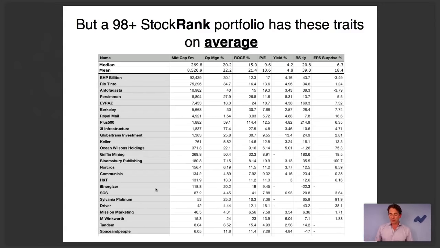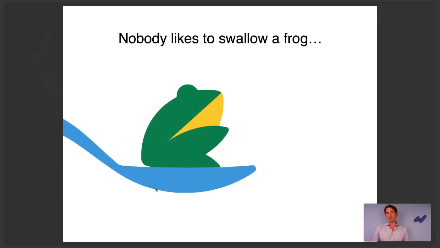And that's, I believe, one of the most important points about stock ranks. Nobody likes to swallow a frog. If everything has warts and looks like a frog, why is anybody going to buy them? That may be, again, one of the behavioral reasons why we don't like buying higher factor exposure shares.